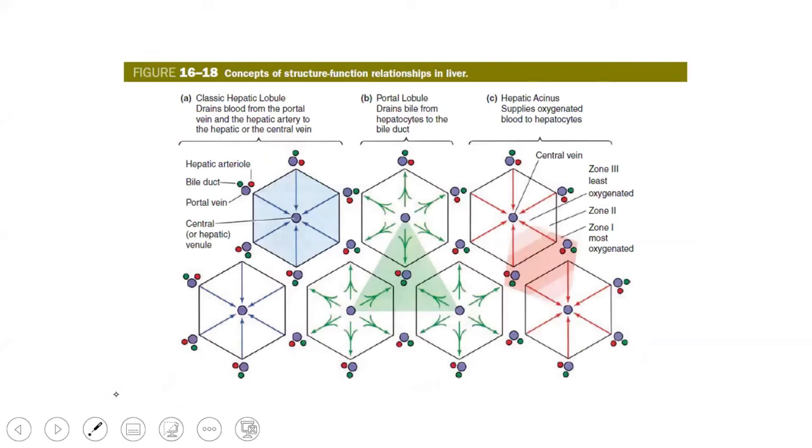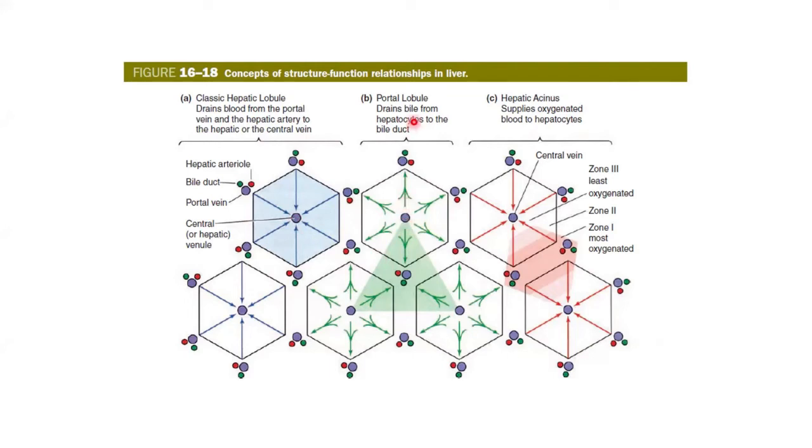So we talked about the classic hepatic lobule, right? With the central vein in the center and the portal tracts on the corners. These mainly describe how the venous drainage occurs, right? From the arteries, the blood drains into the central vein. This shows how the blood drains into the central vein.